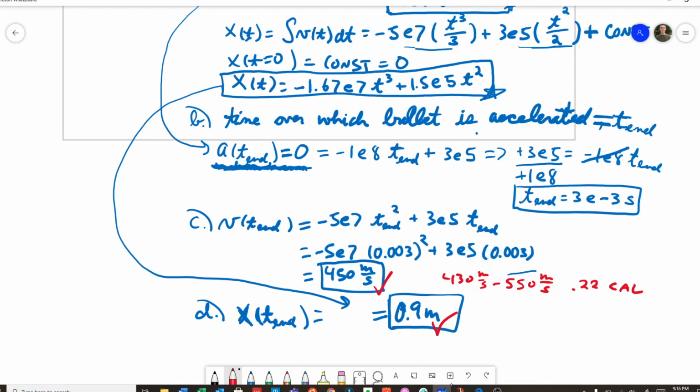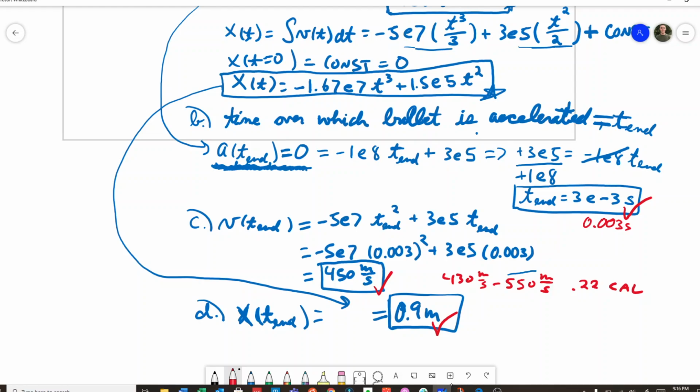That works. Could the bullet really only be in the barrel for 0.003 seconds? Yeah, that sounds reasonable to me. It actually, I was surprised. I was expecting this to be something smaller than 0.003 seconds, right? The bullet doesn't stay in the barrel of a gun for very long. But that sounds reasonable to me. So this all checks out, passes my sanity checks.